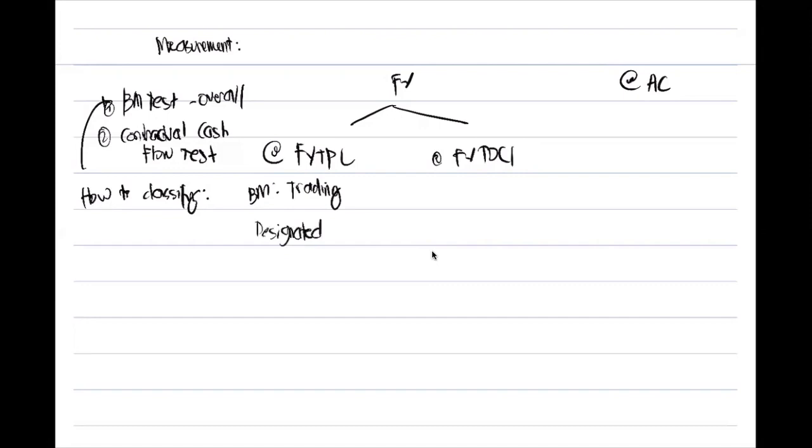You don't have a business model, and you don't know the contractual cash flow of that particular investment. Then you can designate it at FVTPL. Okay? You can designate it at FVTPL.